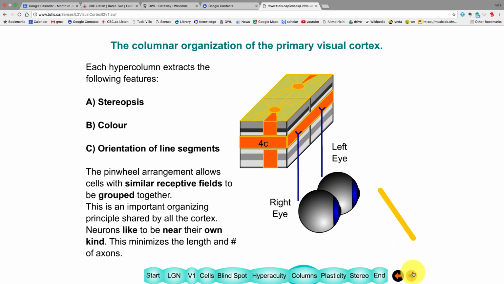And so the reason for that, again, is that cells that are like each other like to be near each other, and they do that because the connections that you need to form these types of cells are shorter.